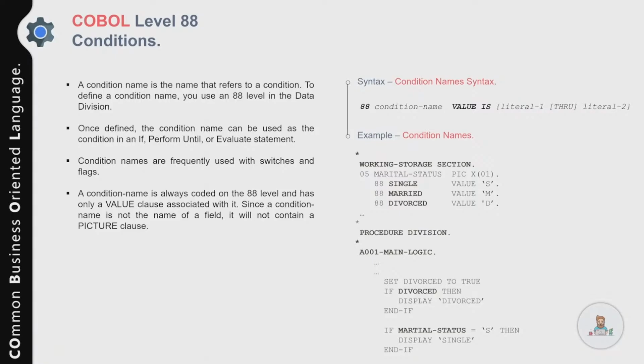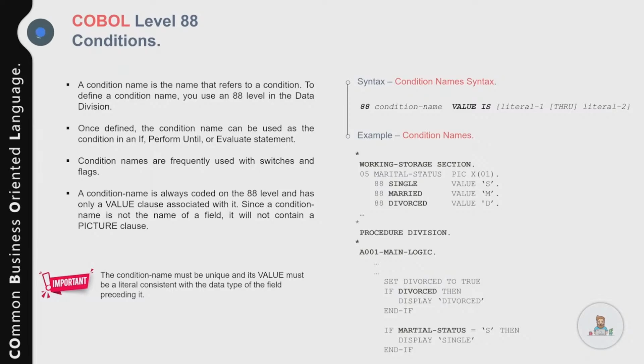If you look at the procedure division, we have a paragraph that is A001-MAIN-LOGIC. And if you look at the first condition, in order to print divorce as a message, we have used the condition name divorce. So we have used IF DIVORCE, then DISPLAY the message divorce, END-IF. In case you don't want to use level 88 conditions, then you can directly use the variable, that is, if marital status equals S, then display single. So this is how you can use level 88 conditions in your COBOL program. And finally, the condition name must be a unique name and its value must be a literal, which is consistent with the data type of the field preceding it.